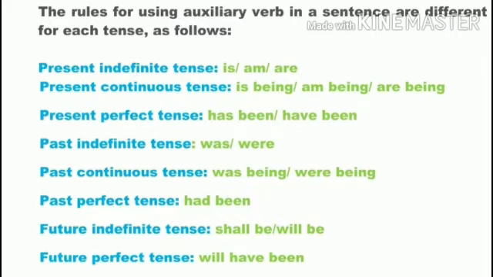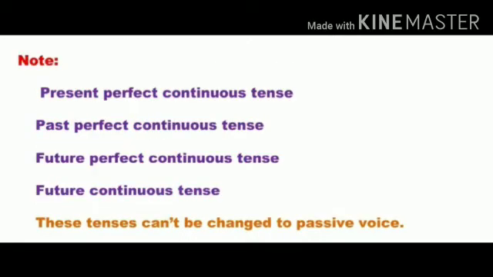Another thing you have to note is that there is no passive form of verb in the present perfect continuous tense, past perfect continuous tense, future perfect continuous tense, and future continuous tense. Another thing you have to note is that only transitive verbs can be used in the passive voice. Intransitive verbs cannot be changed into the passive voice.